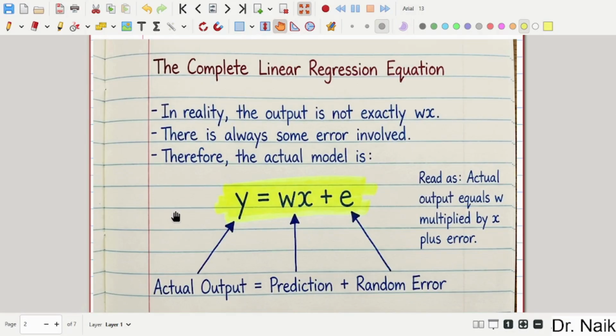In reality, the output is not exactly Wx. There is always some error involved. So the actual model formula is y is equal to Wx plus E, where y is the actual output, Wx is the predicted output, and E is the random error.